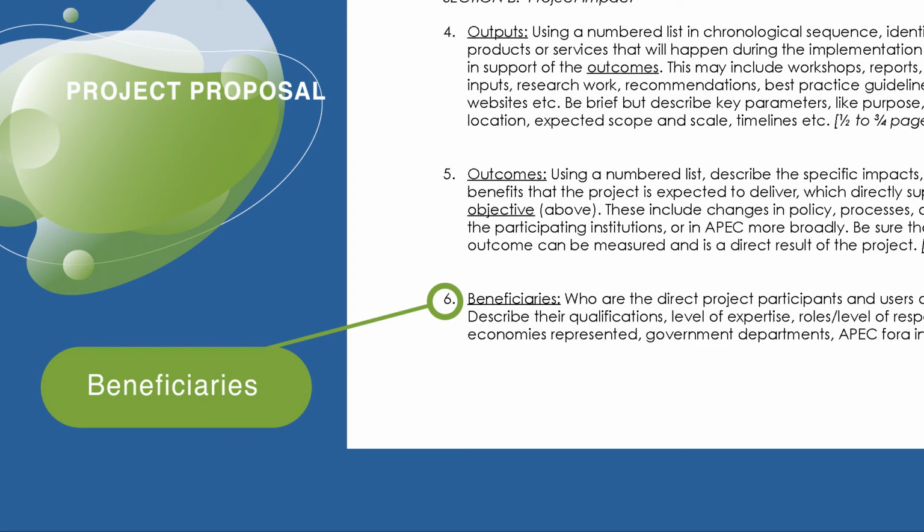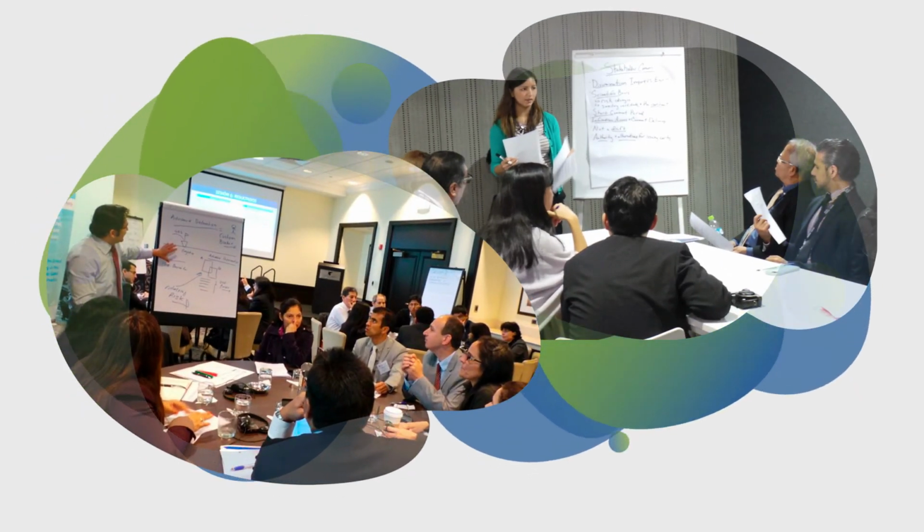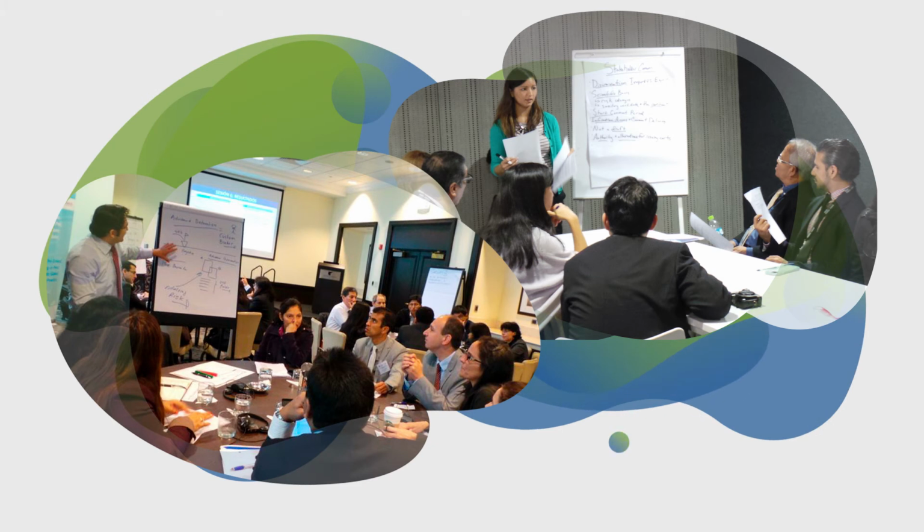It is difficult to build a capacity building project without understanding where capacity needs to be built. Who are the direct project participants and users of the outputs? Describe their qualifications, level of expertise, roles and levels of responsibility, gender, economies represented, government departments, APEC foreign involvement, etc. Explain how they will use and benefit from the project. Who else will benefit from the project and how?